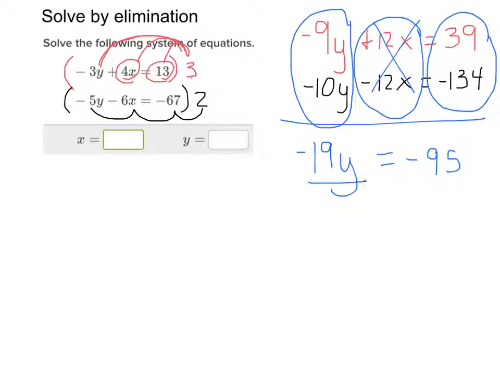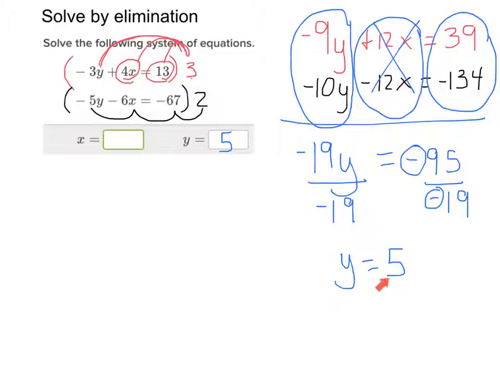And now I'll divide by negative 19 on both sides. And y equals what? No, a negative divided by a negative is a positive 5. So I know that y equals 5. But I still don't know x. So I'm going to take this y equals 5, and I'm going to plug it in for either that y right there or that y right there.